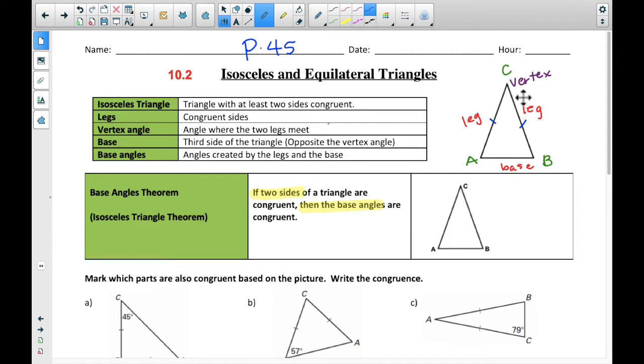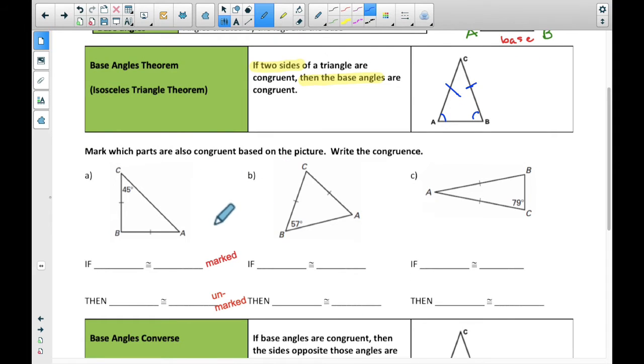Then we also have the angles have names. This angle at the top, angle C, is the vertex angle, but these angles at the bottom are called the base angles. The base angles theorem says that if two sides of a triangle are congruent, then the base angles are also congruent. So in other words, if we have this side congruent to this side, then we also have this angle congruent to this angle. They kind of point down to the other angle like that. That's how I remember it. When these are congruent, then the ones they're pointing to are also congruent.